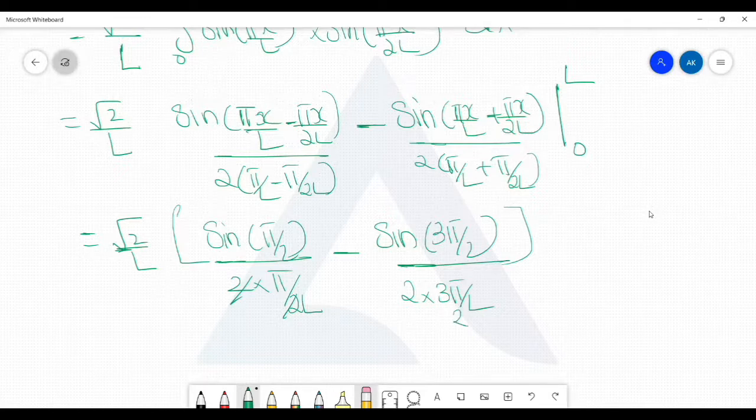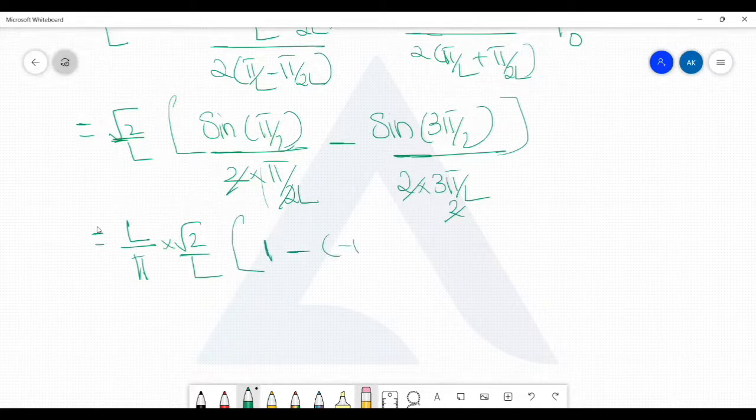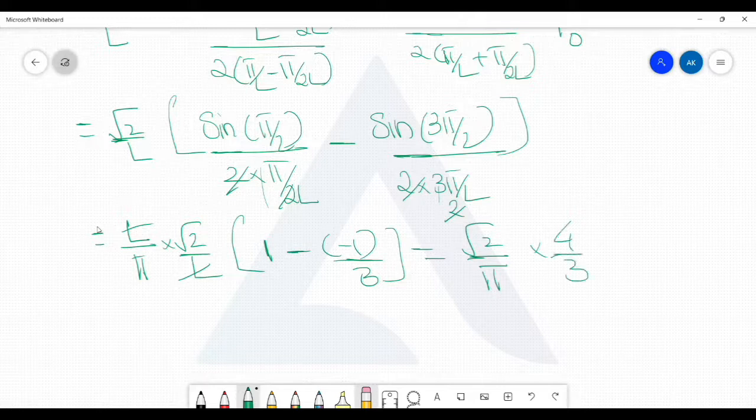Here is a 2, 3 by 2 pi L, right? Now these two again cancel. I can take this pi L outside, then I will get L by pi into root 2 by L. This pi L I am taking out. Sine pi by 2 is simply 1, minus sine 3 pi by 2 is minus 1, divided by a 3 is here, right? So L will cancel, root 2 by pi into 4 by 3. So this is my probability amplitude, that is 4 root 2 by 3 pi.